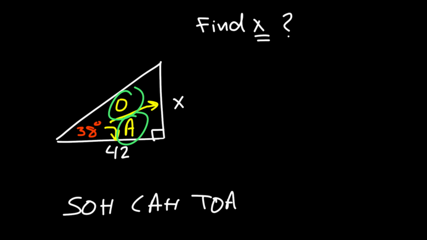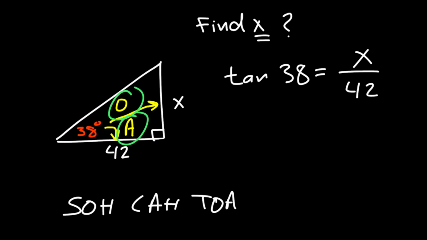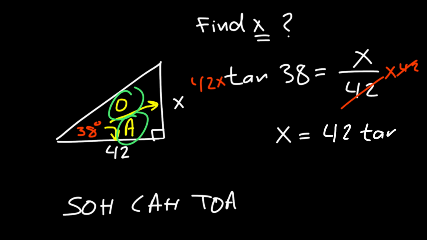So simply I will have to write tan, the angle, which is 38, equal opposite, which is x, right? So this is the side which is opposite, divided by the adjacent, which is 42. Now I can simply solve this equation for x. I will have to multiply both sides by 42. These will cancel out. So in this case, x equals 42 tan 38. So x equals 32.8.